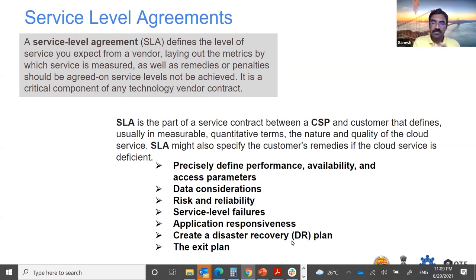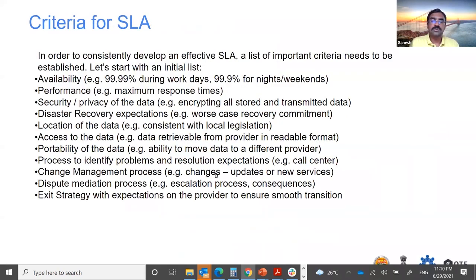You have already set up your infrastructure, you've already maintained it. When do you want to exit from this particular agreement? I should have my exit plan. So all these different practices are part of the SLA. I would like to talk about some of the criteria. What are the key criteria to have an effective SLA?